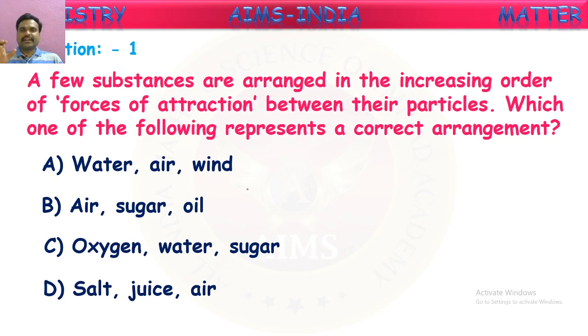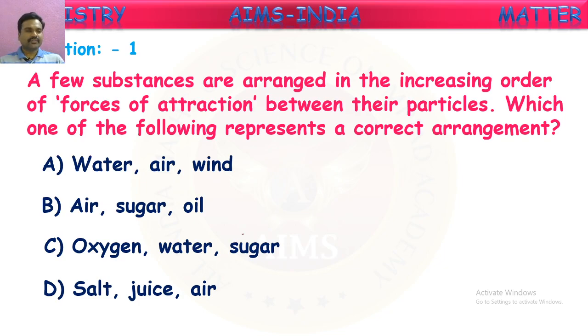We know one thing: the interparticle attractions are much higher in solids, somewhat less in liquids, and very least in gases. They are asking for the increasing order of attraction between the particles. First, we write the state with very low attractions between the particles, that is the gaseous state. Next, the one with low attractions, that is the liquid state. Last, the state with the much greater attractions between the particles, that is the solid state. So first gas, then liquid, and then solid.